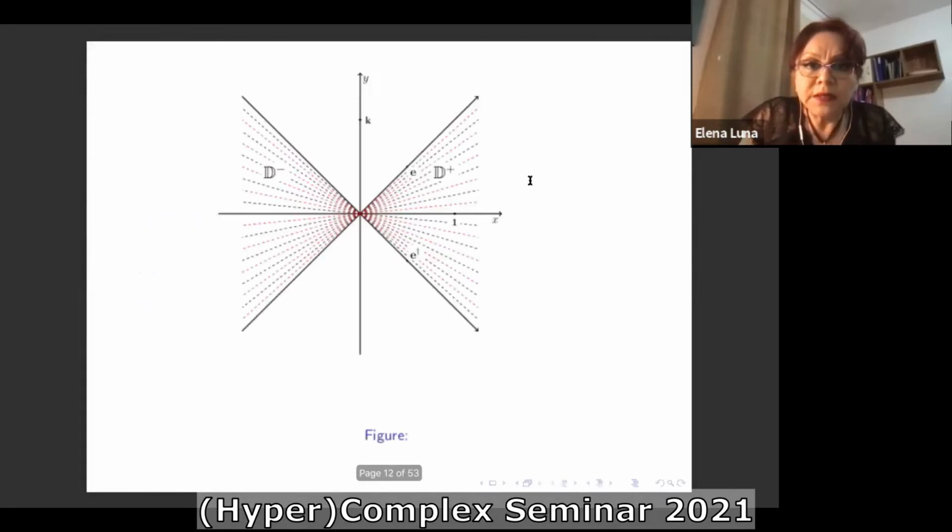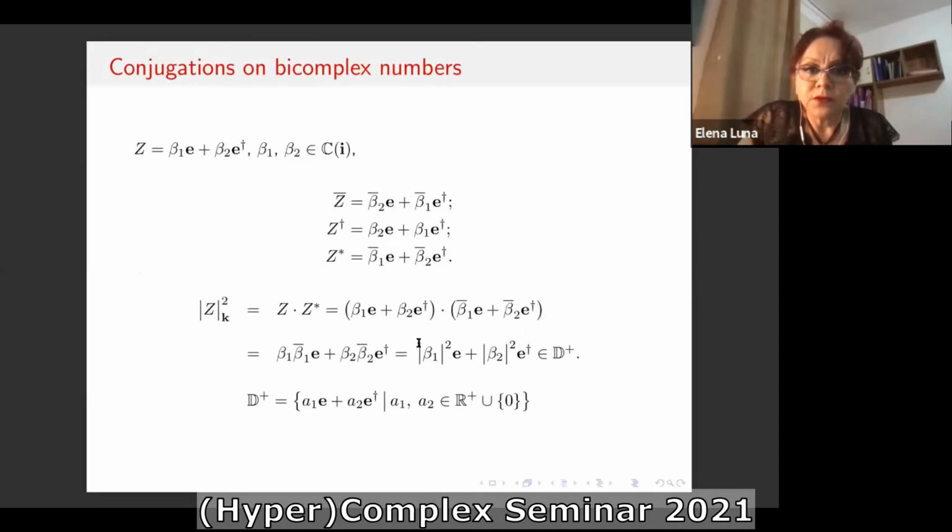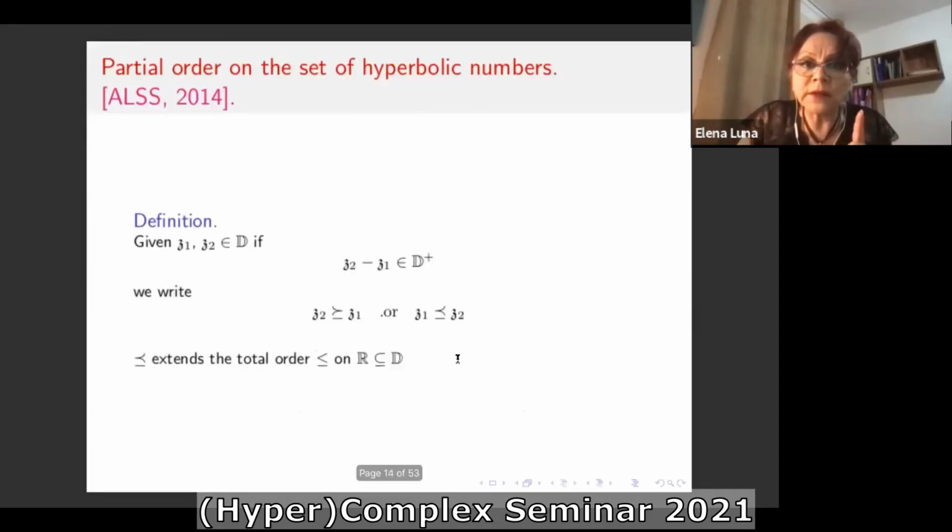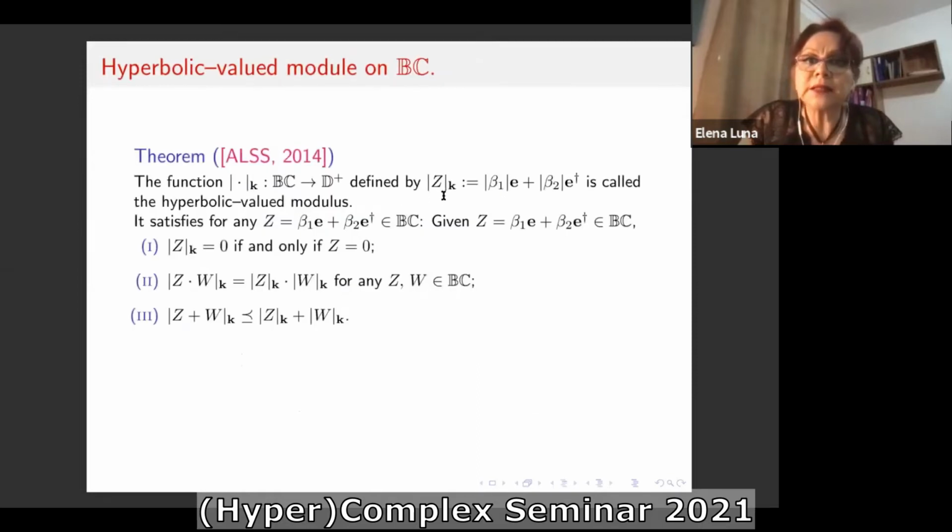So then, as we mentioned before, we have that Z times Z star gives some square. Maybe I will come back a little bit here. We see that C times C star gives this modulus square E plus this modulus square E dagger. There are many properties of the hyperbolic numbers that are well known since many years ago. It is possible to take the square root of them, and we can take the positive square root in each idempotent component. This positive square root is the one defined here as the hyperbolic valued modulus.